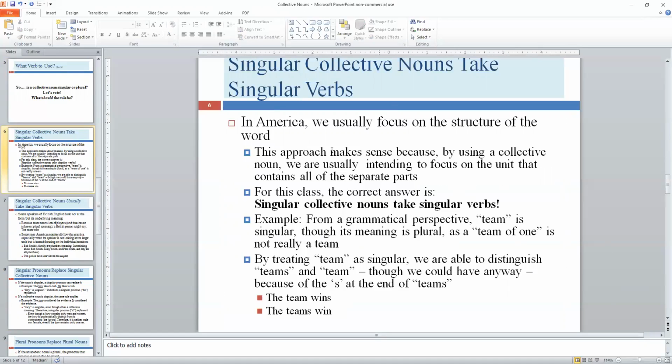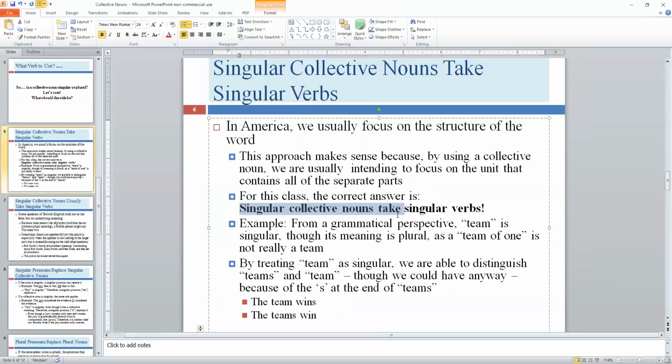So for this class, our answer is singular collective nouns take singular verbs, just like any other type of singular noun. Any kind of singular noun is going to take a singular verb. That's the answer in English. If you move to Great Britain, and I don't know what the rule is in Canada or Ireland or the Caribbean or India, there may be other rules, so obviously you're going to adapt your style there. But when you're in America, this is the way that people are going to expect you to write.